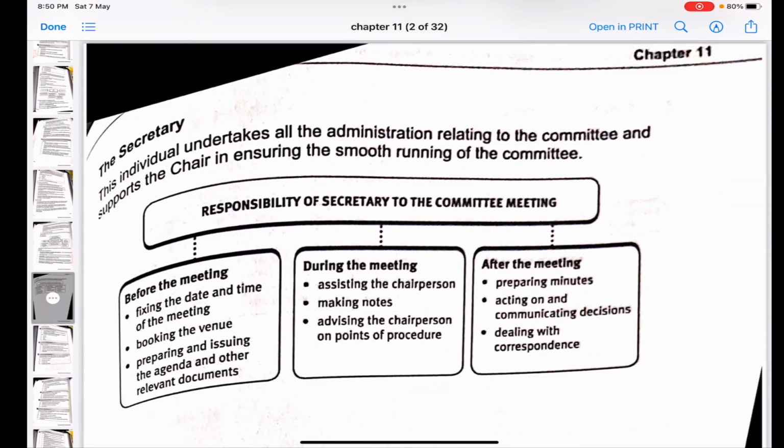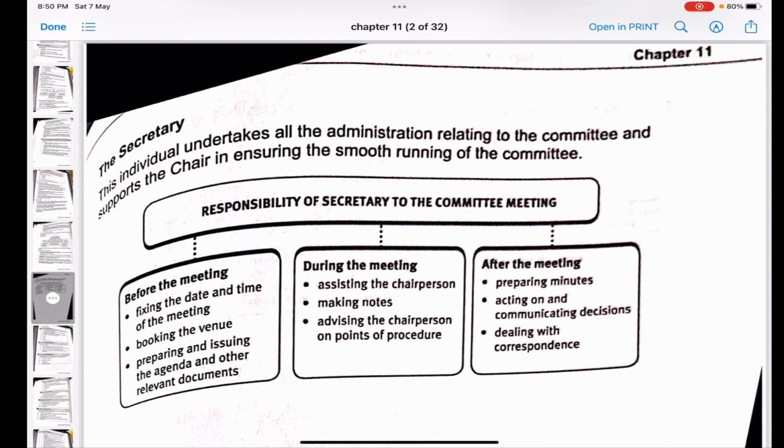What is a secretary? Who is a secretary? The individual undertakes all the administration relating to the committee and supports the chair. So the secretary supports the chair in order to have a smooth functioning in the committee.